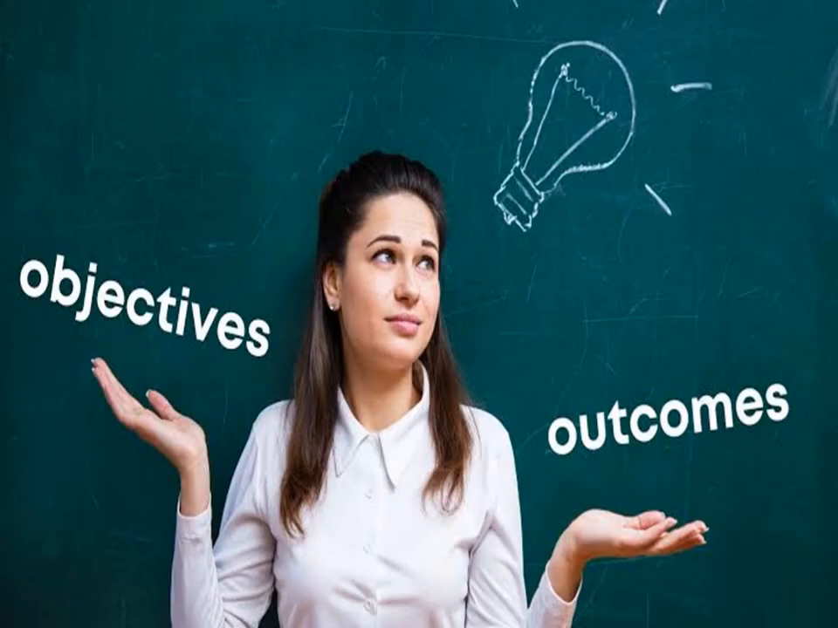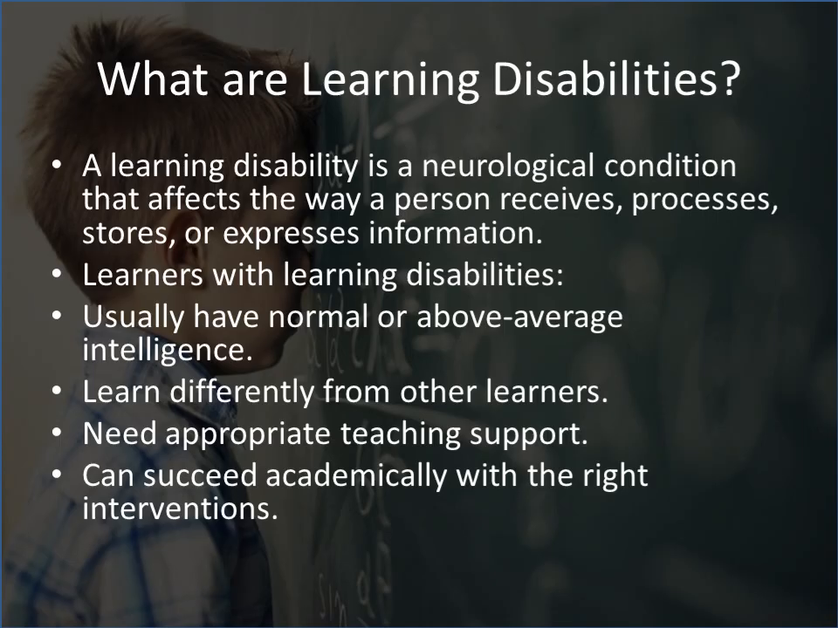So what are the learning outcomes that we are supposed to have by the end of this lesson? By the end of this lesson, you should be able to define what a learning disability is, identify the characteristics of dyslexia, dysgraphia, and dyscalculia while describing and explaining them, and differentiate the three learning disabilities and suggest teaching strategies for each disability.